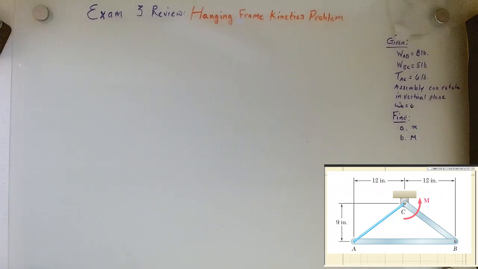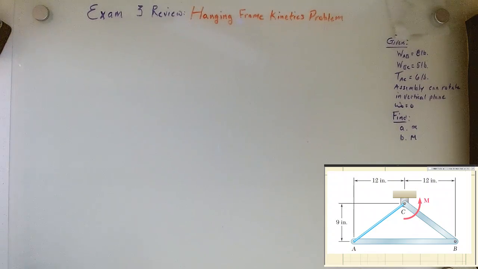There is a moment imposed upon point C, and we are asked to find the moment imposed upon member BC, and we are asked to find the angular acceleration of the system and the moment M. So let's get to it.